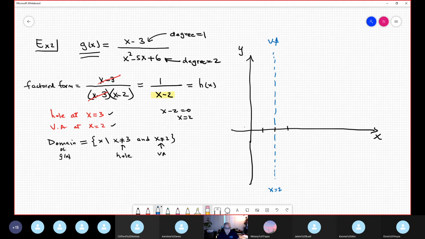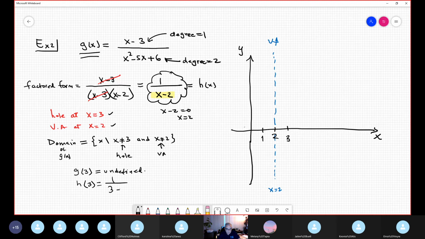So I propose, in order to determine the behavior, you evaluate. Well, in 3 I cannot evaluate, because I know this is 2 and this is 3. I know that if I evaluate at 3, g is undefined. But we can evaluate h at 3. So at 3 in h, that expression is 1 over 3 minus 2, 1 over 1, which is 1.